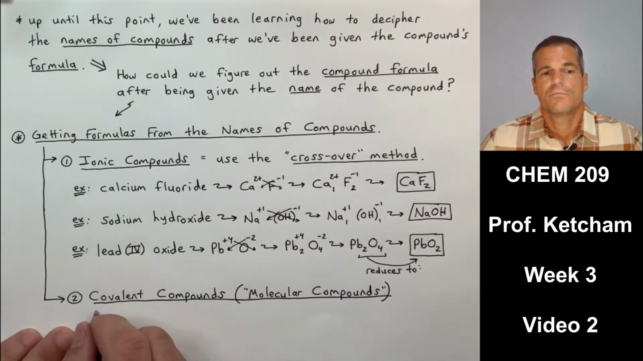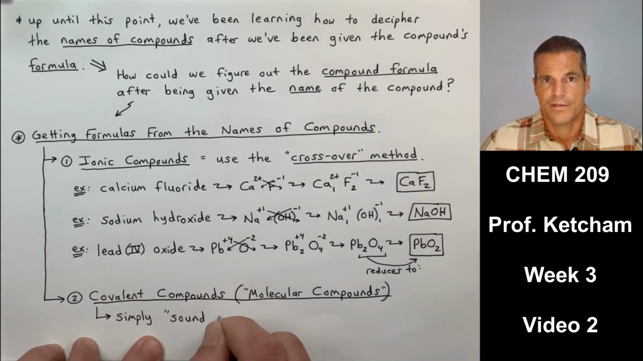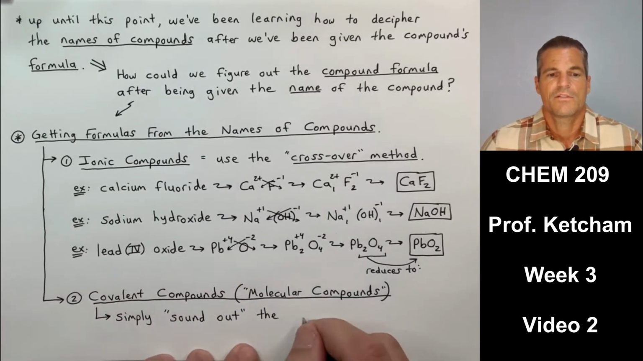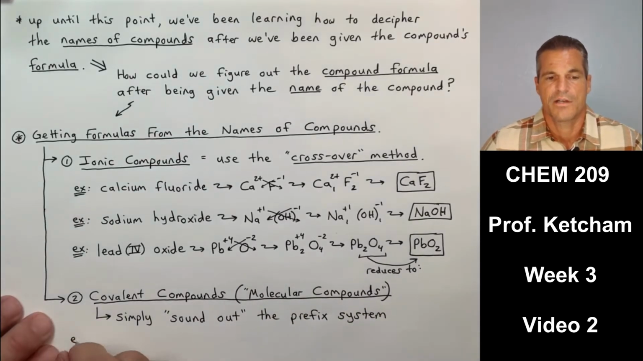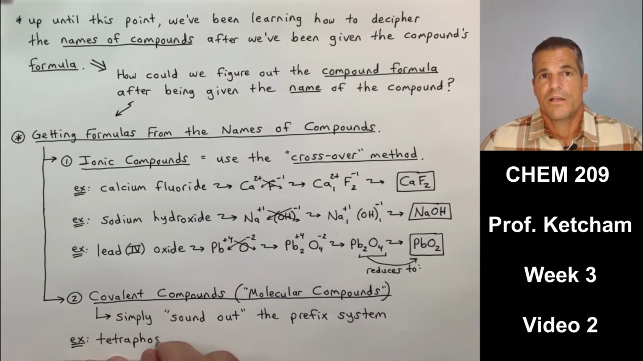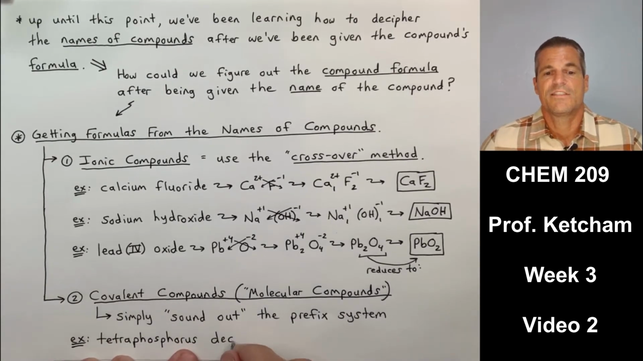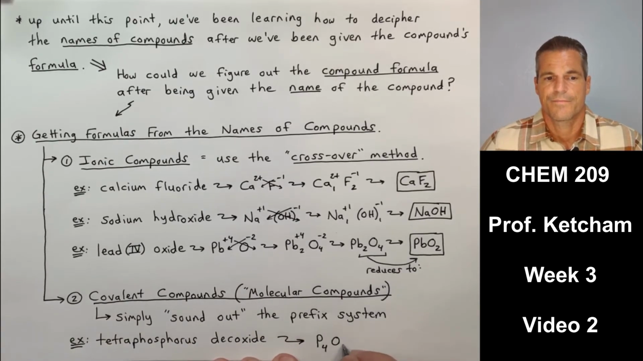Number 2, how do we get formulas from covalent compound names? And of course, I'm going to say it over and over again, covalent compounds are the same thing as molecular compounds, right? Well, for covalent compounds, it's quite simple. You simply sound out the prefix system.